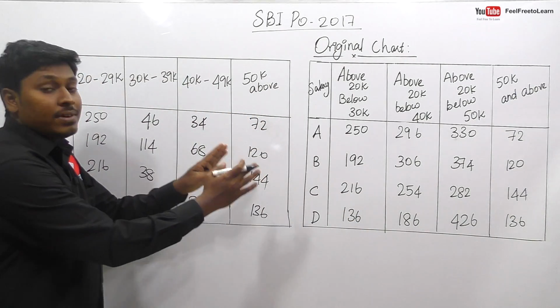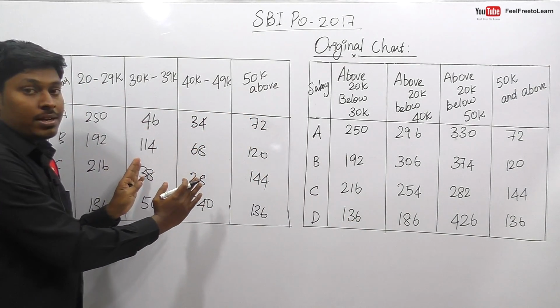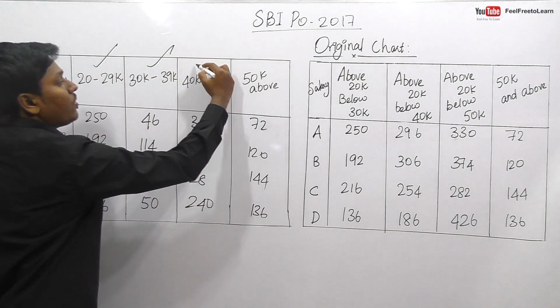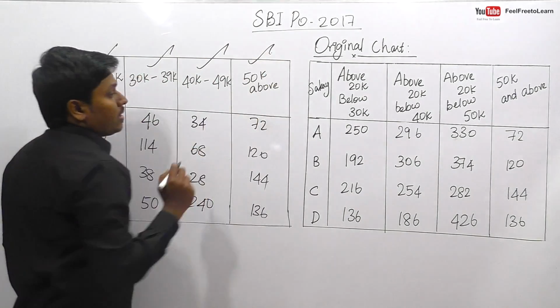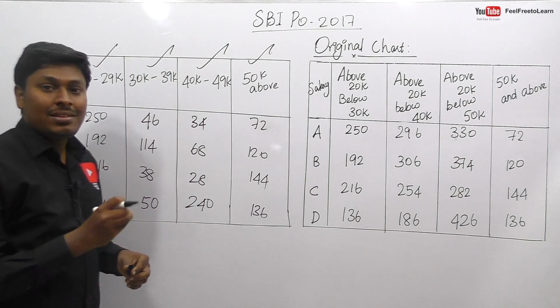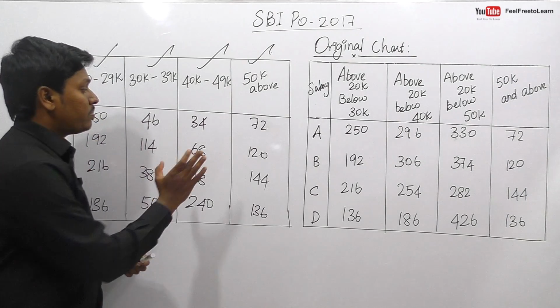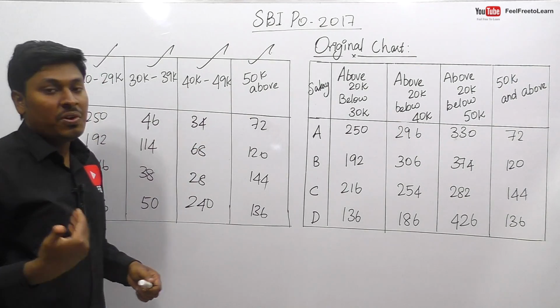So finally, friends, this is the original chart they have given. So we have converted the chart into the proper format. So here it is the salary of 20 to 29k, 30 to 39k, 40 to 49k and 50k. So friends, my advice is, if you see these types of question in the exam, first of all, kindly spend 30 seconds to draw this DI and then proceed with all the 5 questions.